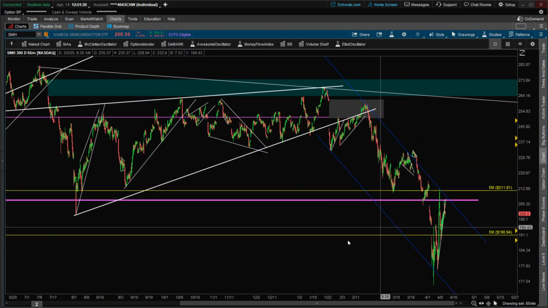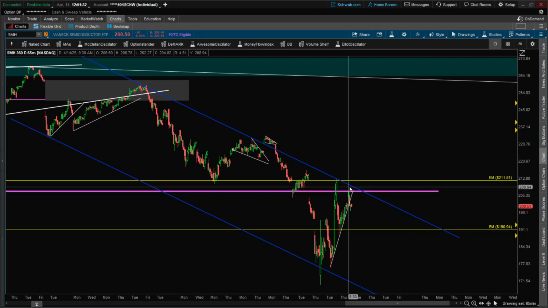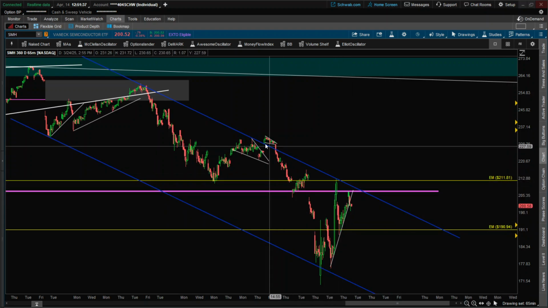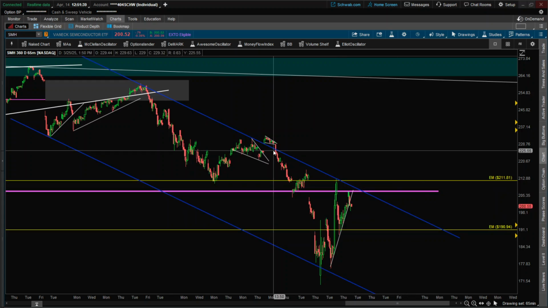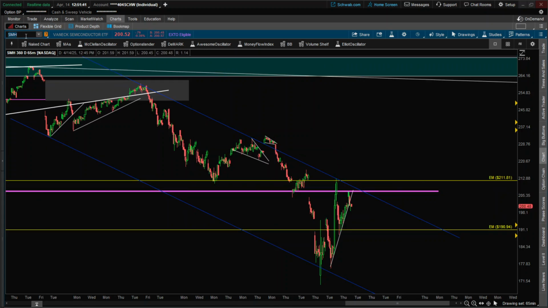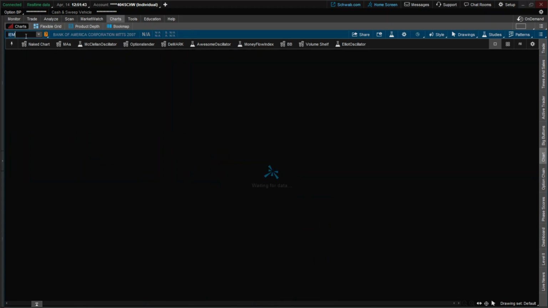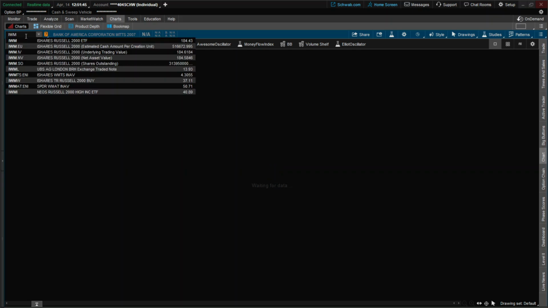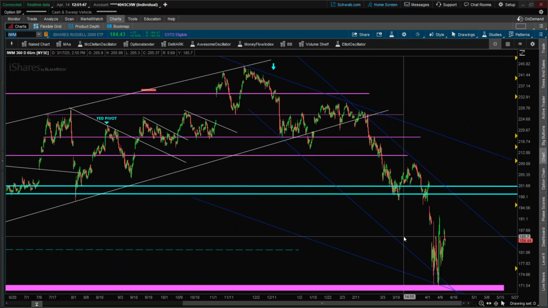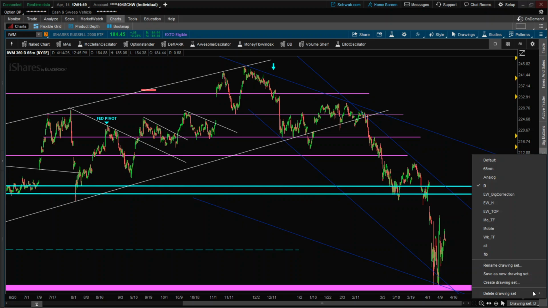Here's the channel I drew on SMH. Just really another downtrend, lower high until we break this sequence. We keep going lower. IWM looks the weakest so far.